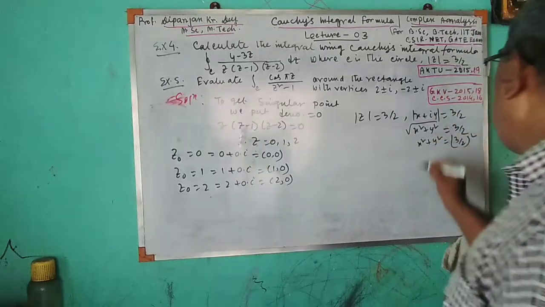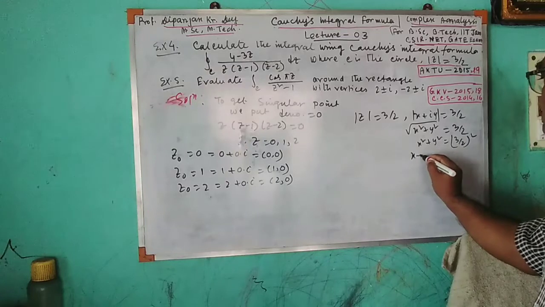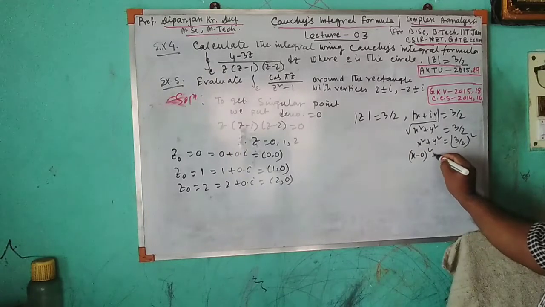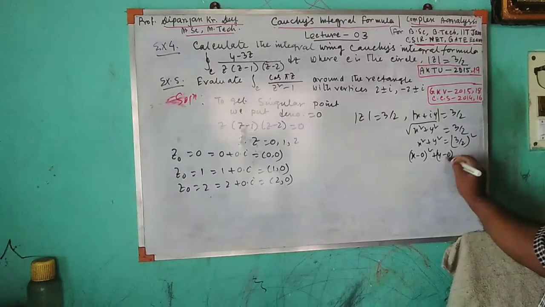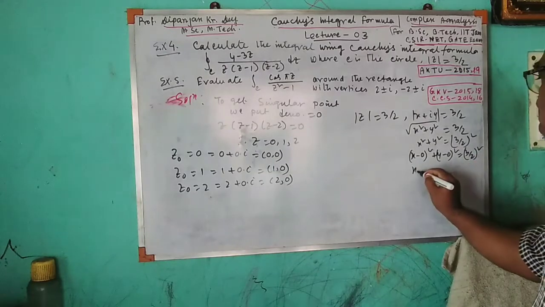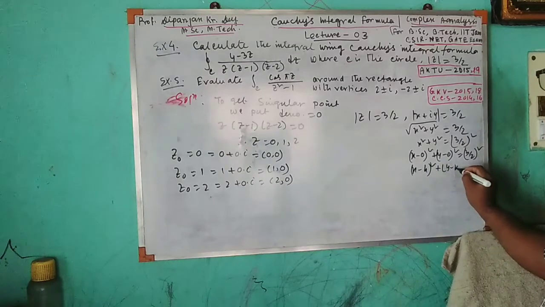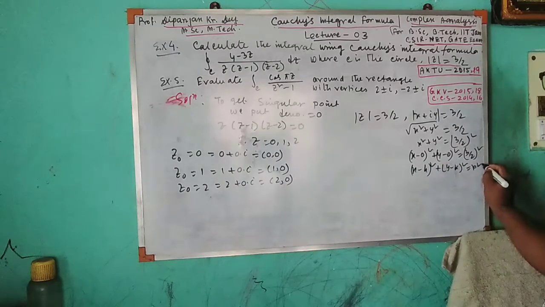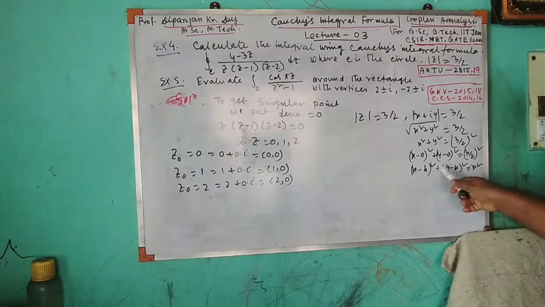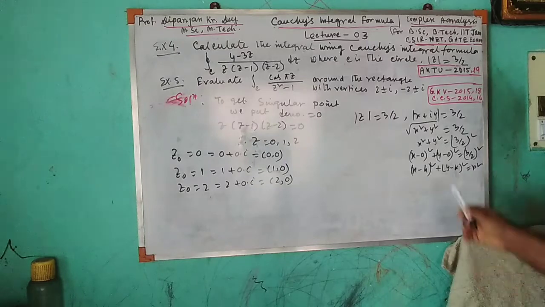So this represents a circle whose center is (0, 0). Why center (0, 0)? Because x minus 0 whole square plus y minus 0 whole square is equal to 3 by 2 whole square. That is, x minus h whole square plus y minus k whole square equals r square, where the center is (h, k) and the radius is r. So here the center is (0, 0) and the radius is 3 by 2.